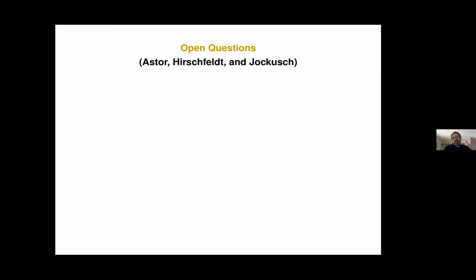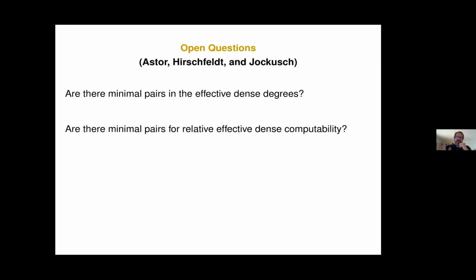One thing that I mentioned that wasn't going to come up at all until the end is the notion of effective dense computability, effective dense reducibility. Remember, that's the one where the descriptions always have to answer, but one of the answers could be I refuse to give an answer. There we have no idea. Are there minimal pairs in the effective dense degrees? We also don't know whether there are minimal pairs for the relative effective dense computability. So Igusa's result for generic computability may or may not hold there. And so that one is completely open.